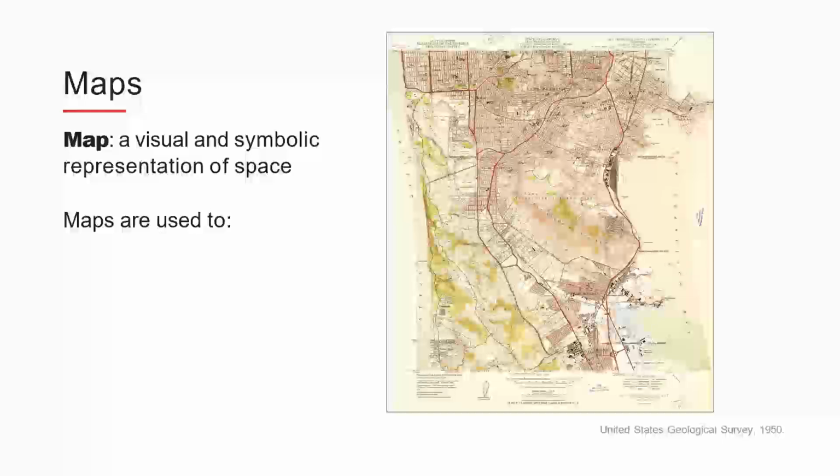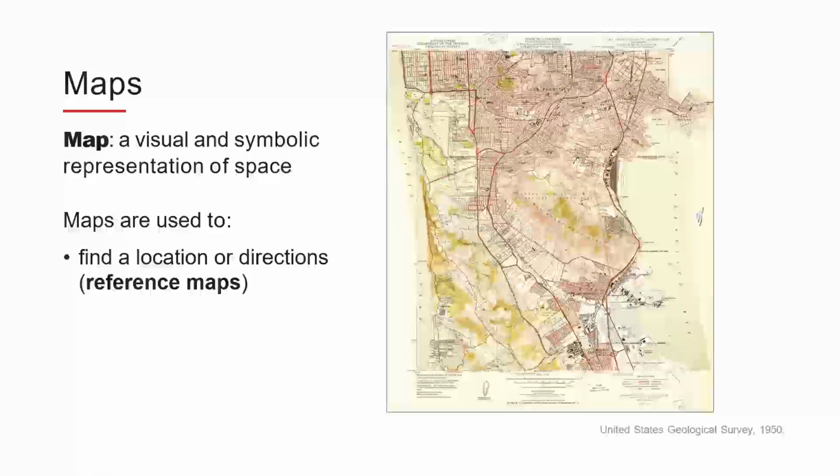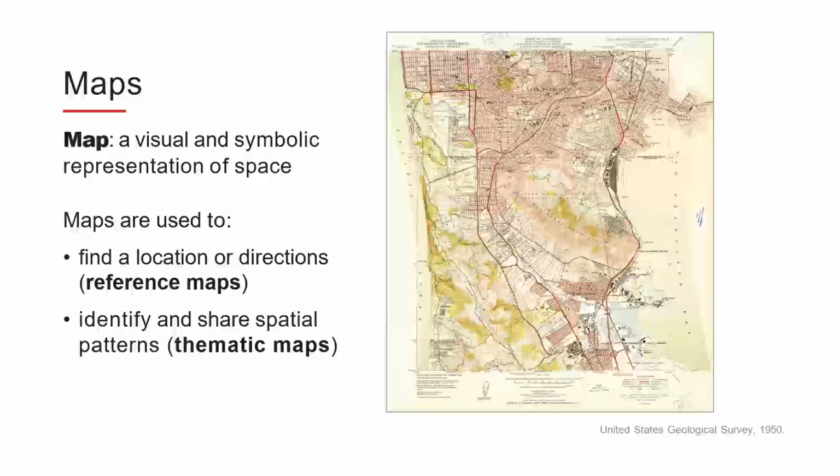Maps can be used for finding a location or directions. These are called reference maps. Or they can be used for identifying or sharing a spatial pattern. These are called thematic maps.